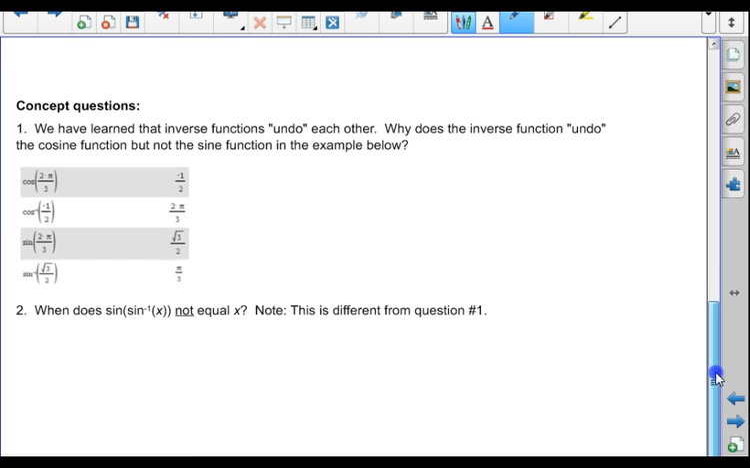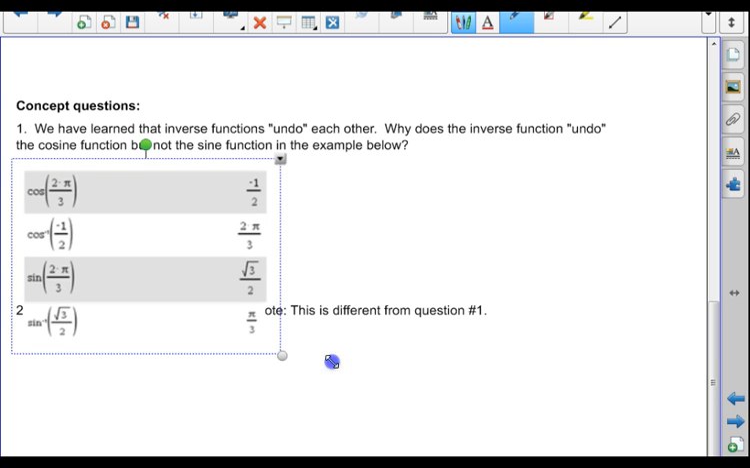Okay, then the last part is a couple of concept questions. We've learned that inverse functions undo each other. Why does the inverse function undo the cosine function but not the sine function in the example below? So I'm going to expand this a little bit to make it a little easier to see.